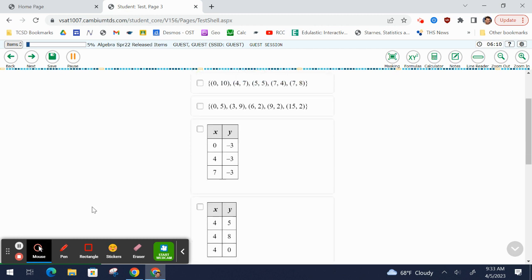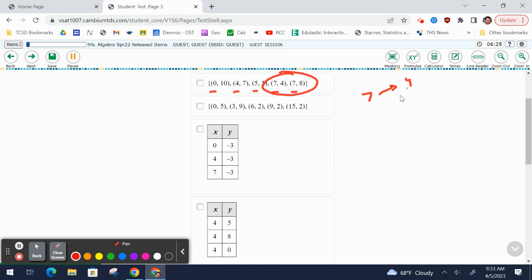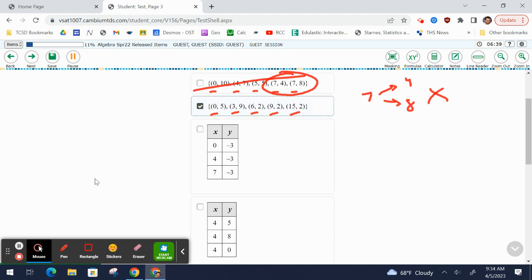So if you look here in the first one, 0, 4, 5, 7, and then another 7. These two ordered pairs have the same x value. You have a 7 going to a 4 and to an 8. That is a no-no. So this is not a choice. The next one, 0, 3, 6, 9, 15. All those x values are unique, so this will be a function.